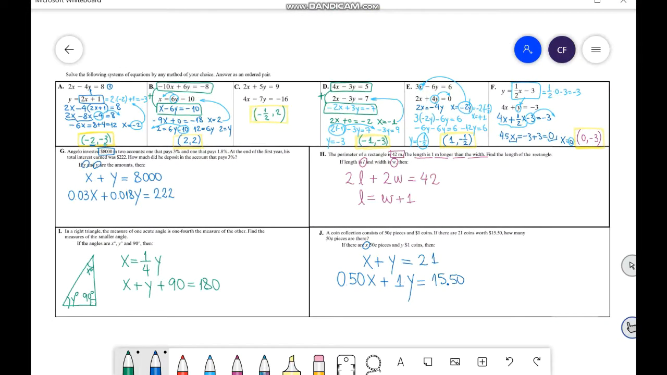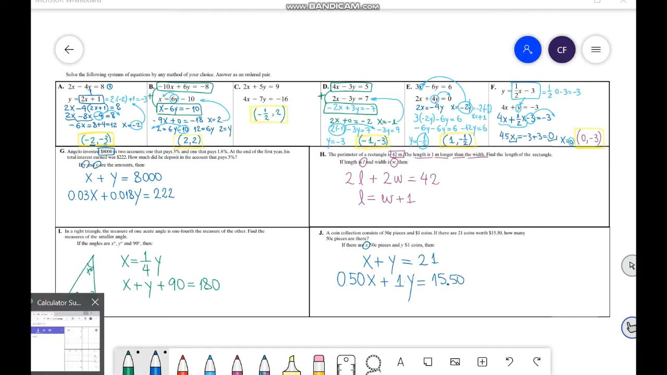Anyone found the answer for letter J? Letter G. You just need to type the equations on the graphing calculator, or you use another method of your choice. Anyone found the letter G?